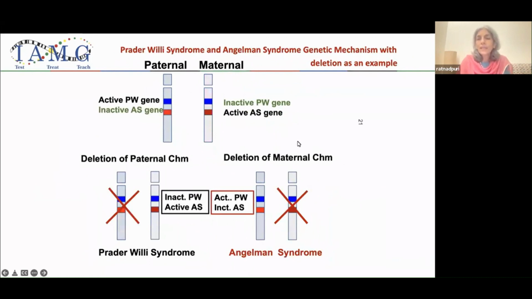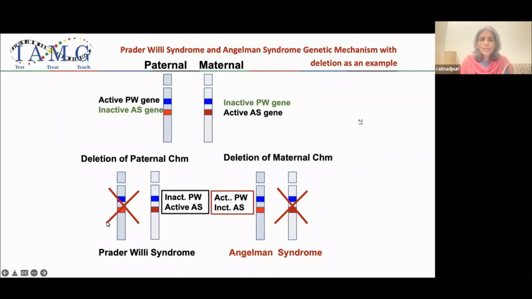Now, what happens in Angelman syndrome? In Angelman syndrome, it is the reverse. The maternal allele is the active allele. The paternal allele is the inactive Angelman syndrome allele. In this situation, if we knock off the active Angelman syndrome gene from the mother's chromosome, it will cause Angelman syndrome. So you can appreciate the different genetic mechanisms of Angelman and Prader-Willi syndrome, even though the genes are very close together at the same point in the chromosome.